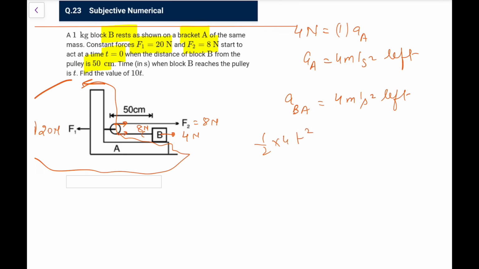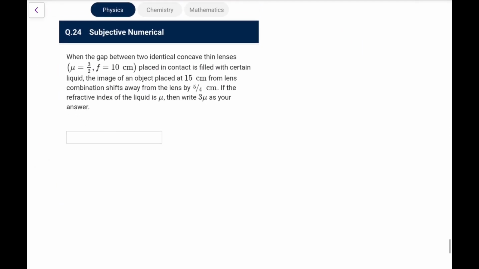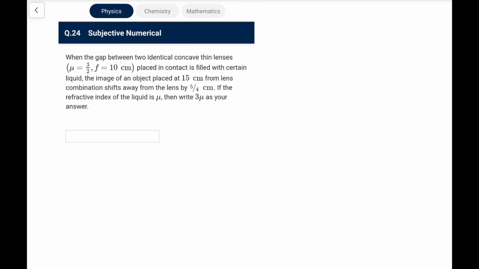So it is half into 4 into t square is 0.5. So t square comes out as 1 by 4, so t comes out as half a second. So 10t will come out as 5 seconds that you will go for. Again, a question on constraint. So this is actually a tough one going for you.